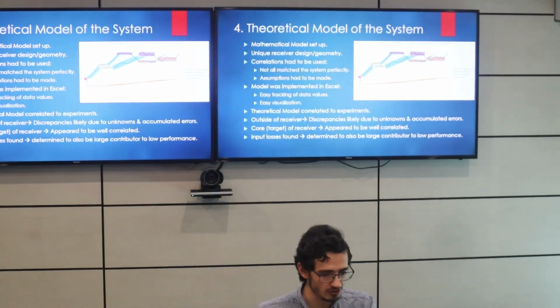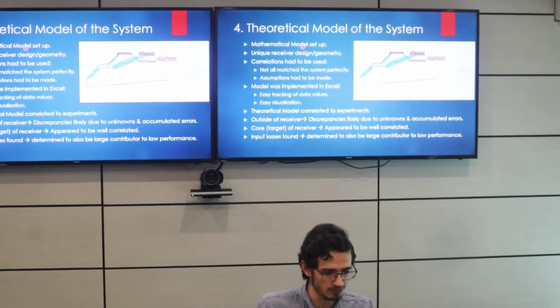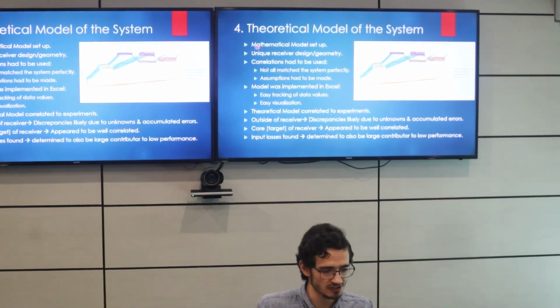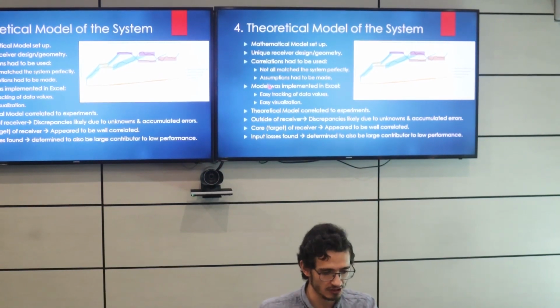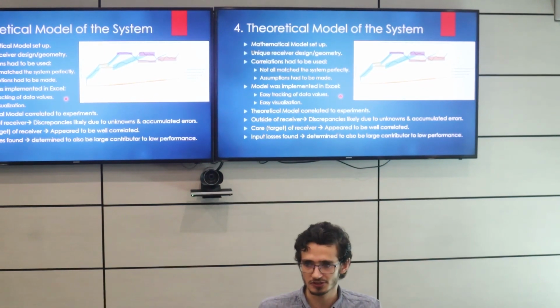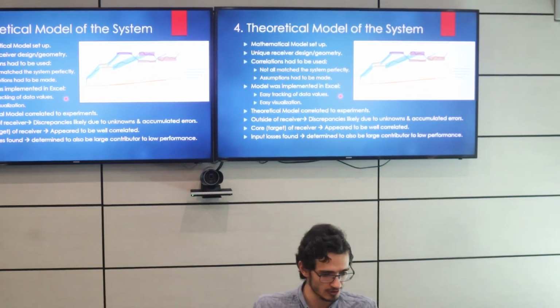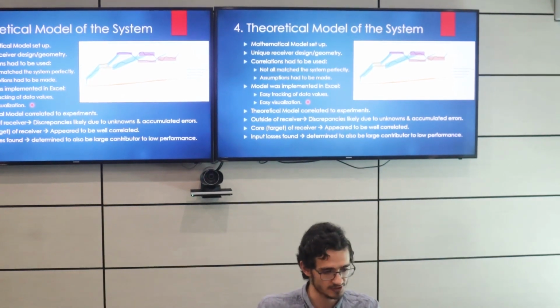Along with this, a theoretical model of the system was constructed, and this was done by first setting up a mathematical model, but it should be considered that this system has a unique receiver design, and as such, correlations had to be used where not all of them match the system perfectly, and some assumptions had to be made. This model was then implemented in Excel because it allows for easy tracking of data values during its implementation to see bugs and fix them early on, while also providing easy visualization for post-processing purposes.